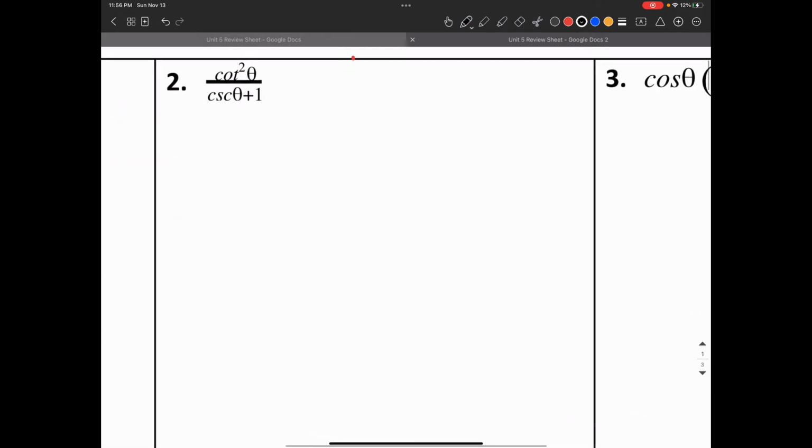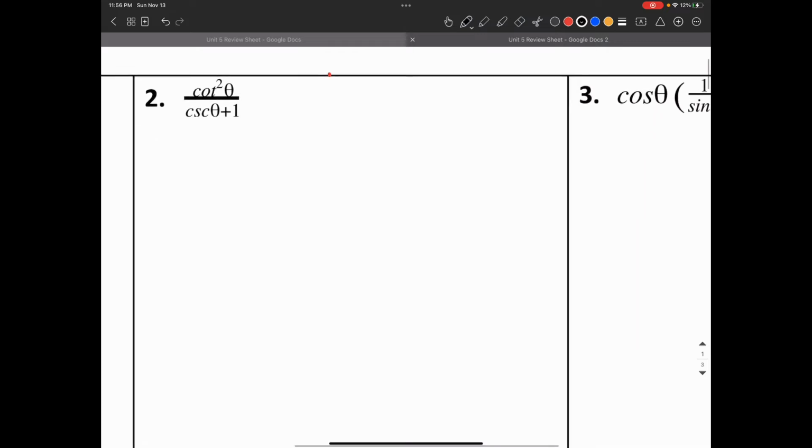For number 2, I have cotangent squared of theta over cosecant of theta plus 1. And I want this not to be a fraction, so I want to be able to get rid of the fraction. And I also want to be able to rewrite these two terms as one term. I know that if I see cosecant of theta and 1 paired together, there isn't a trig identity that I can think of that I can use, but if I had cosecant squared of theta and 1 together, then there is a trig identity that I can use, and I'm going to write it off to the side.